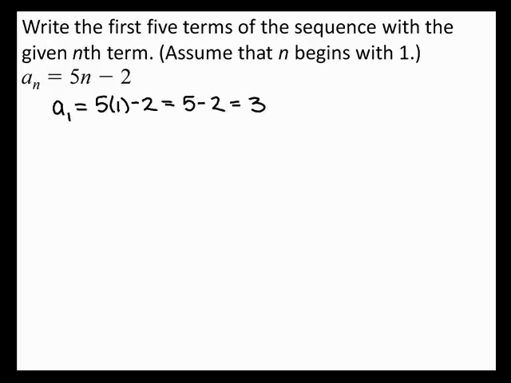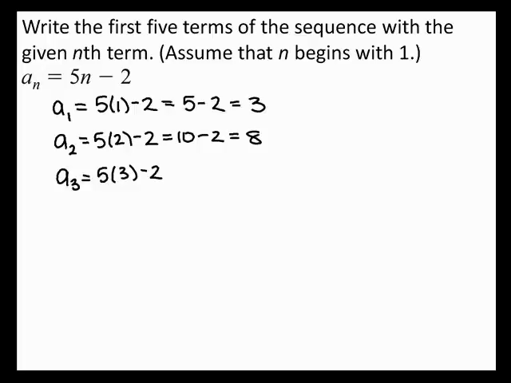Substitute 2 in for n. Simplify 5 times 2. Simplify 10 minus 2. You find that a sub 2 is equal to 8. Substitute 3 in for n. Simplify 5 times 3. Simplify 15 minus 2. You find that a sub 3 is equal to 13.